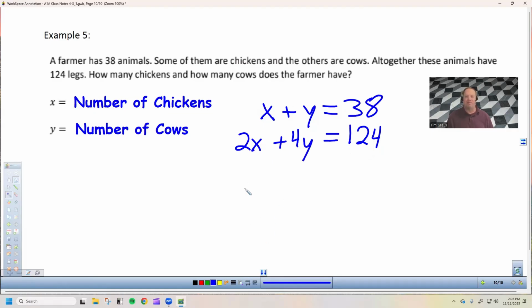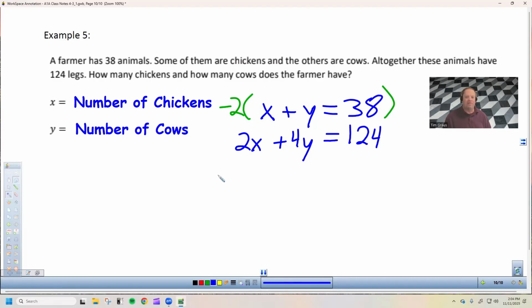Now I've got my system of equations that I'm going to solve. I'll solve this using the elimination method that we've just learned. As it currently stands here, I cannot eliminate the x's by adding. I cannot eliminate the y's by adding. But there's a quick fix to that. If I multiply the top equation by negative 2, I'll wind up with a negative 2x versus a positive 2x, and the x's will eliminate.